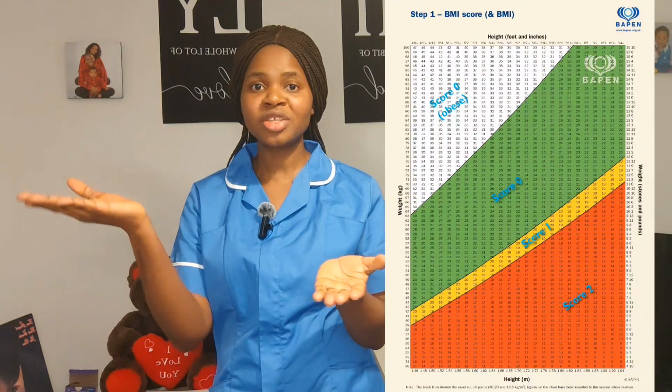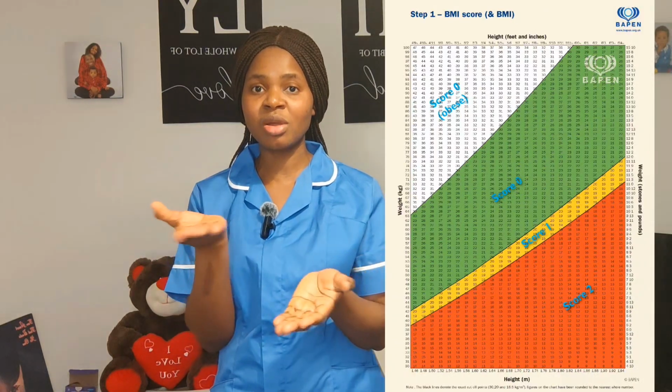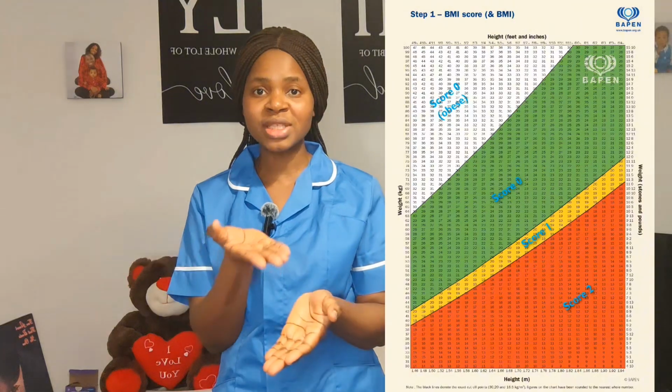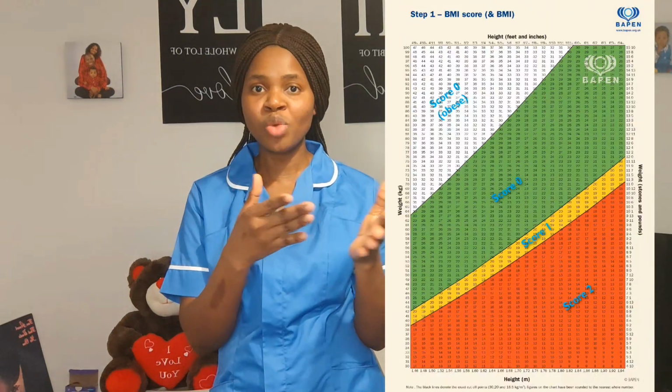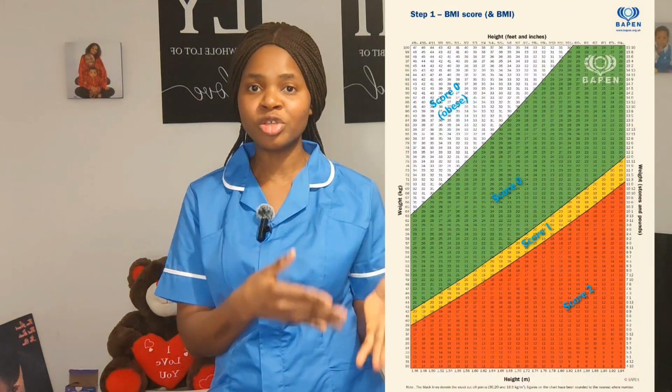All right, you just trace it. The kilogram, just like you are seeing, the weight is horizontal and the height will be vertical. Trace it together, see the area they intersect and know which of the graph lines it falls to. That will give you your score. All right, for step 1.